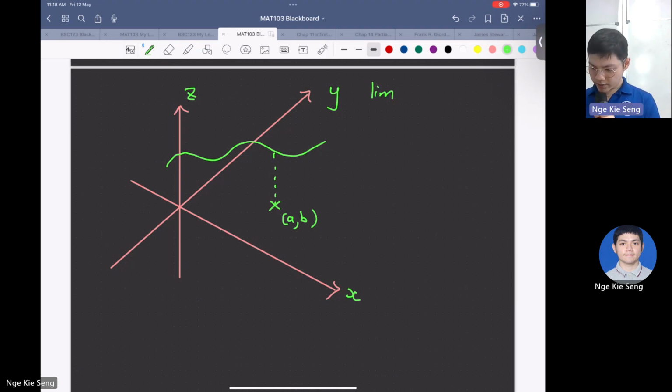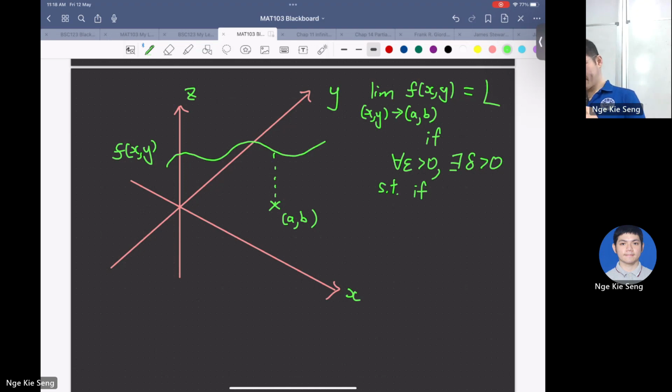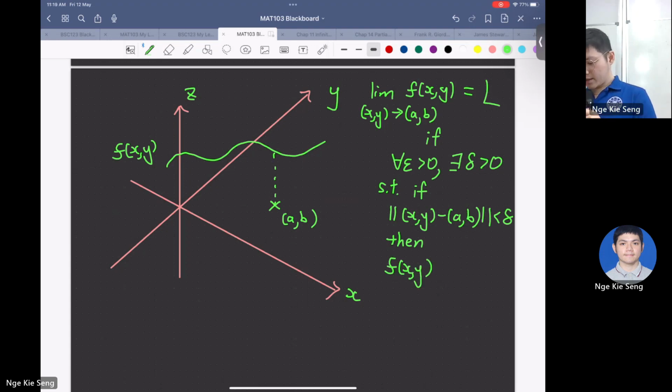So we want to study the limit of f(x, y) as (x, y) goes to (a, b). Let's call this graph f(x, y), equal to L. So what does this mean? It means that for every epsilon greater than 0, there exists a delta greater than 0 such that if we can find a point that is delta close to (a, b), then the value of f(x, y) and L is arbitrarily close.